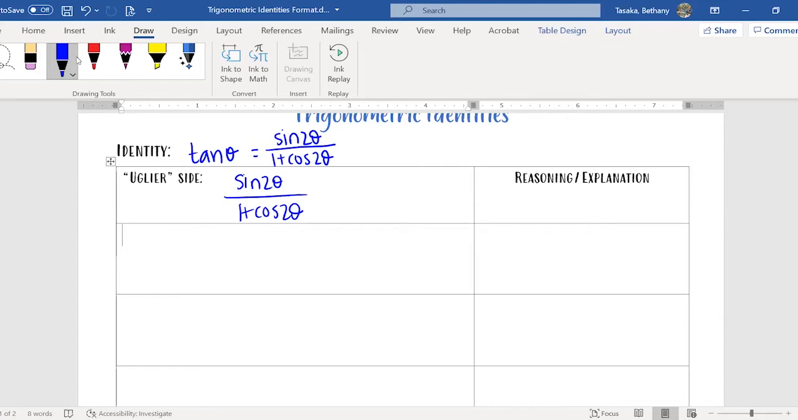Ultimately, I need this to simplify to tangent, which probably means I need sine over cosine, right? Again, with the numerator, there's not a lot of options, so let's translate that one right away. 2 sine theta cosine theta, and now we're going to have 1 plus. And this is where we have options again, right?